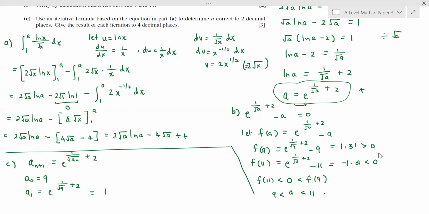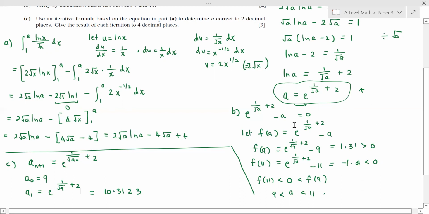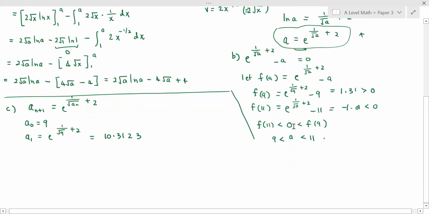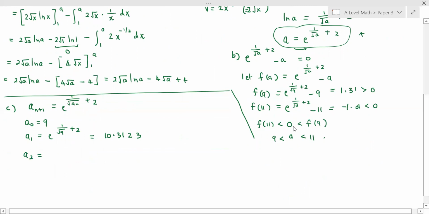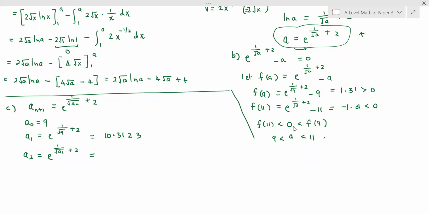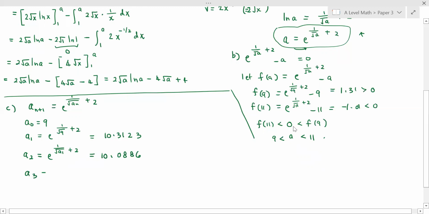And we have a value of 10.3123. So our iteration is correct to 4 decimal places, and that is a sub 1. Then a sub 2 is e to the 1 over square root of a sub 1 plus 2. You just put all these into your calculator, and that is 10.0886. We have to continue that.